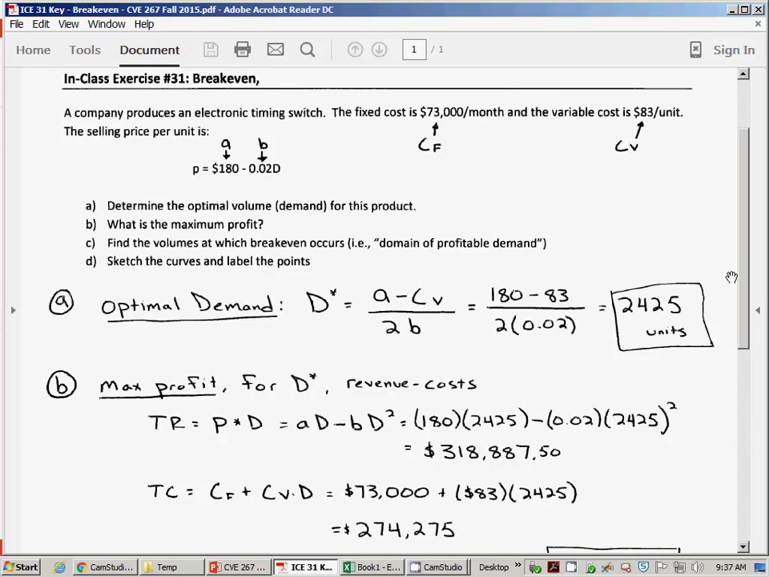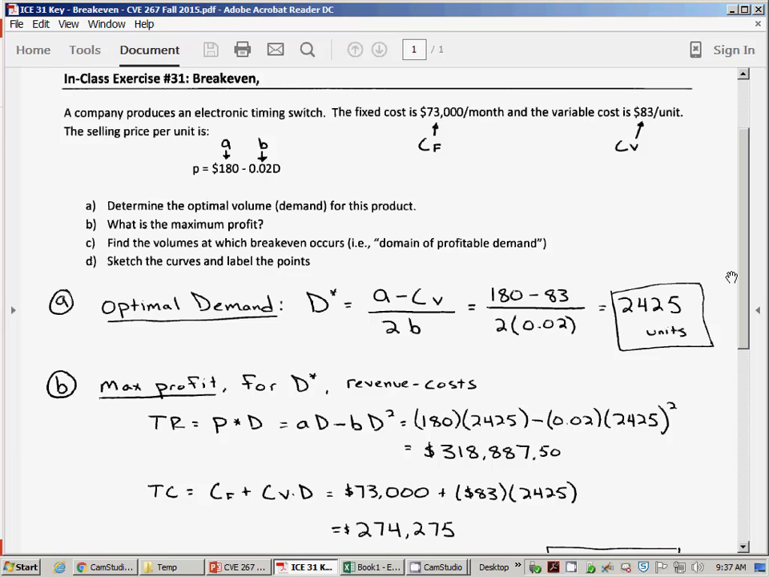Okay, on the board I've written one approach to do it, and then on the screen I have another. Maybe the easier thing to do is find out for 2425 units what should be your selling price. And so you would substitute into the price equation. Our price equation was P equals 180 minus 0.02 times the demand. For us, 2425. Did anyone calculate what is the selling price at that volume?